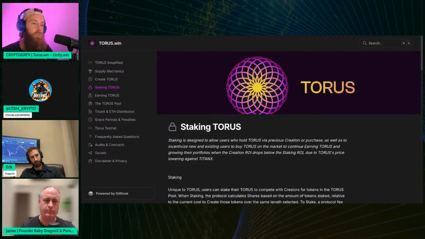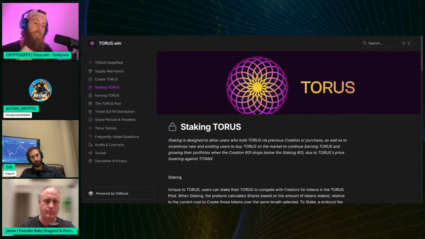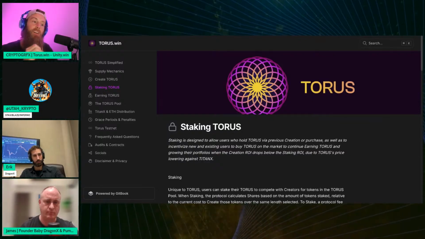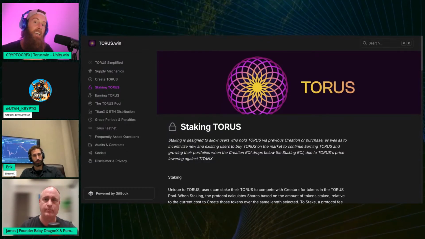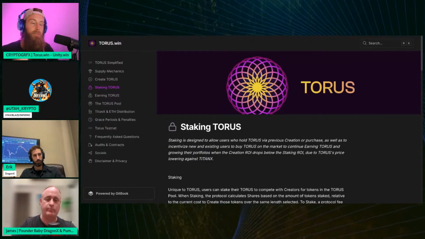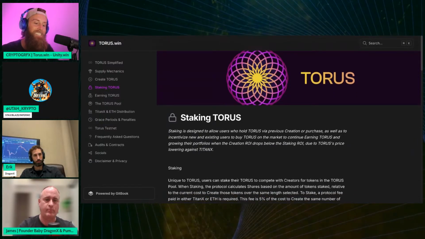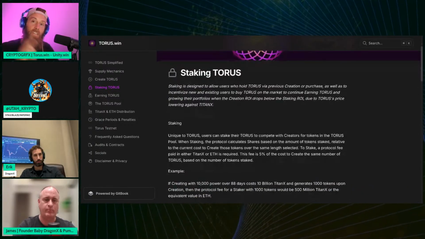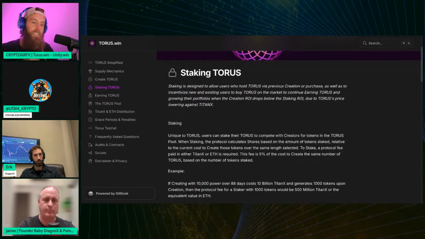And so what happens with Torus is very unique, where when people are done creating, and if they have a negative ROI, or it just doesn't look like the ROI is going to be as high for creating a staking, people can turn around and choose to go and stake instead. And the staking has the exact same mechanics as creating. Both stakers and creators earn from the exact same place in the system.